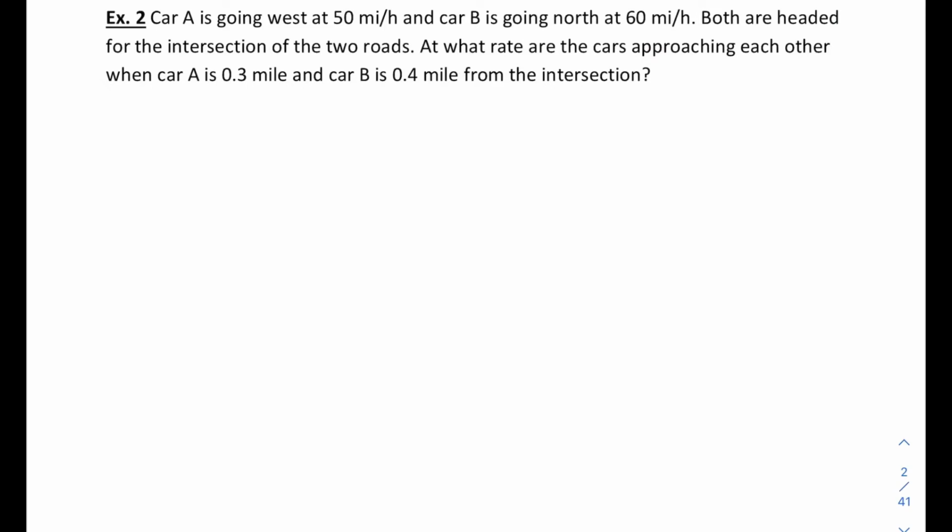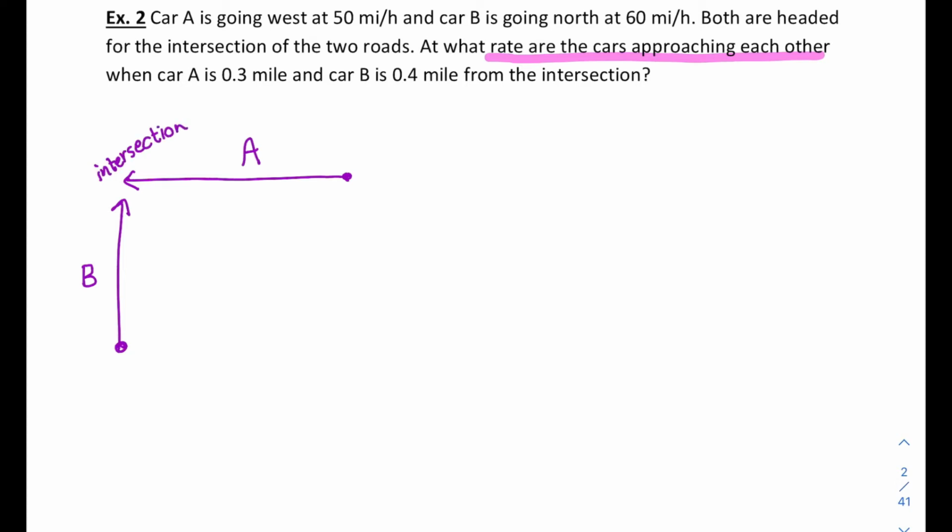Okay, so let's look at another one. We've got two cars that are driving towards an intersection, and we're looking for the rate at which they are approaching each other at a specific point in time. So they're speeding towards the intersection. How fast are they approaching each other when car A is 0.3 miles from the intersection and car B is 0.4 miles from the intersection?